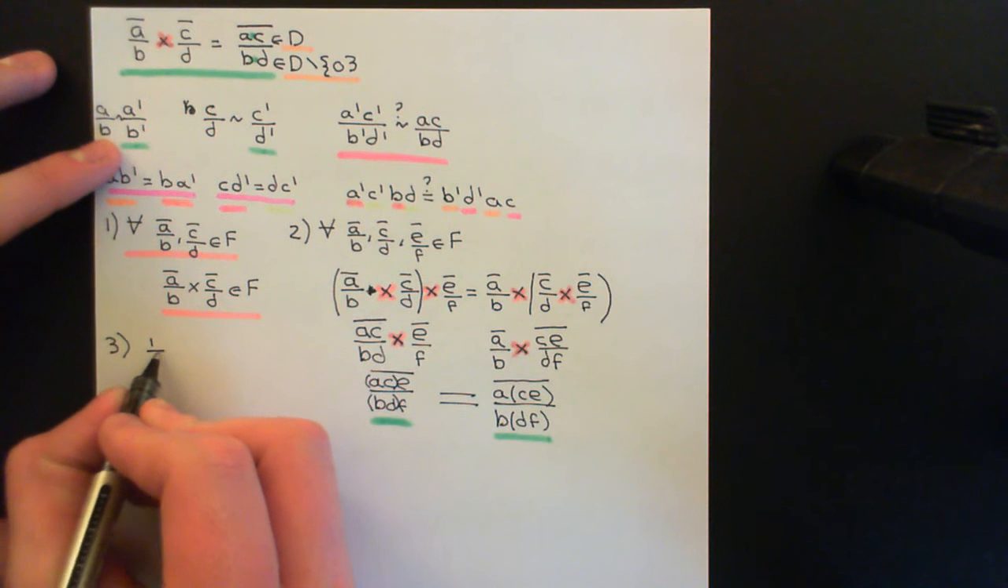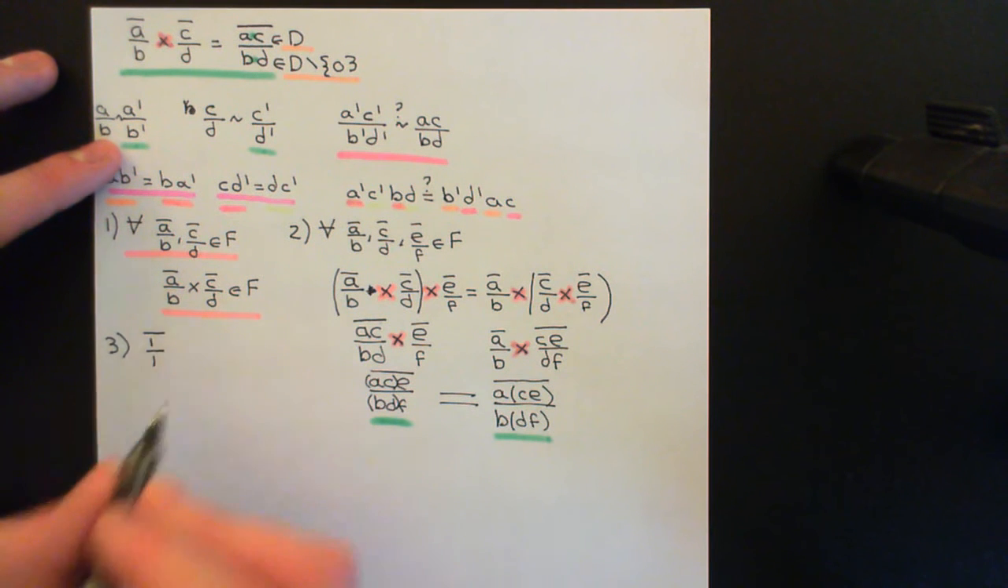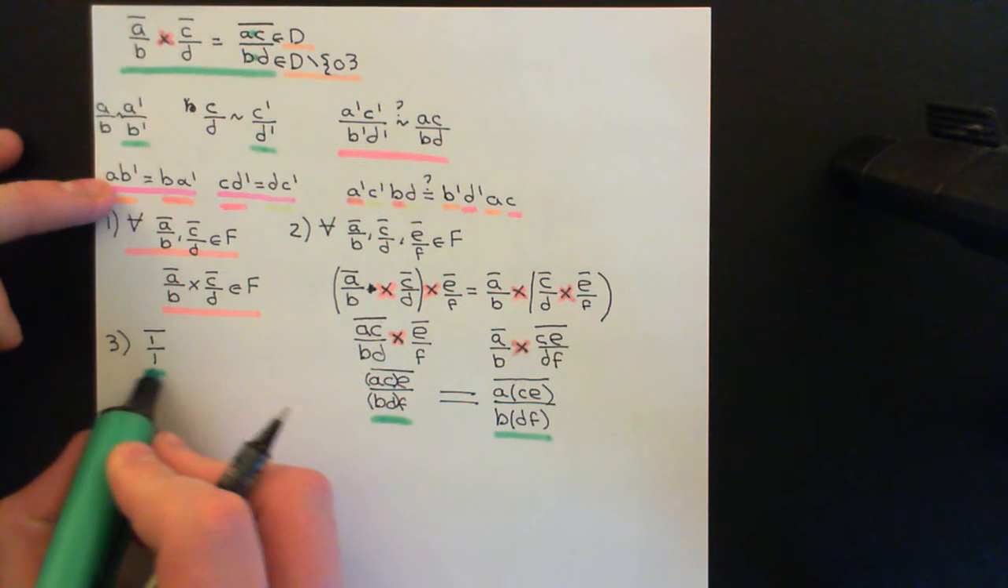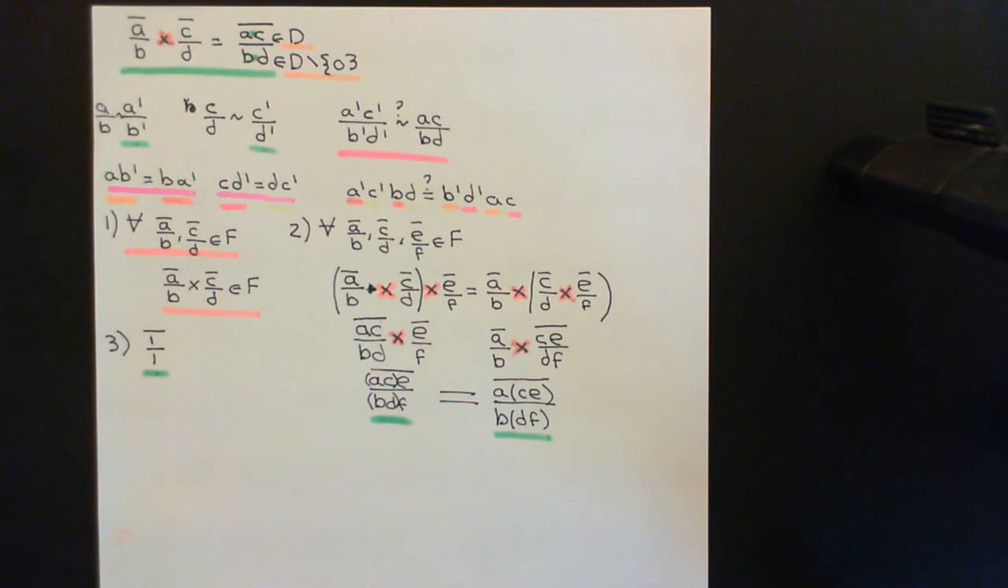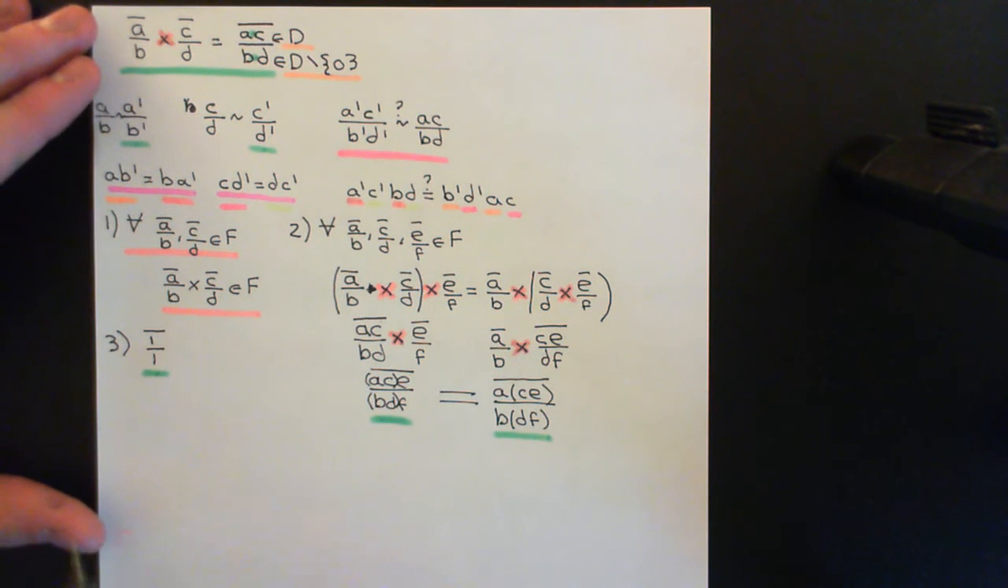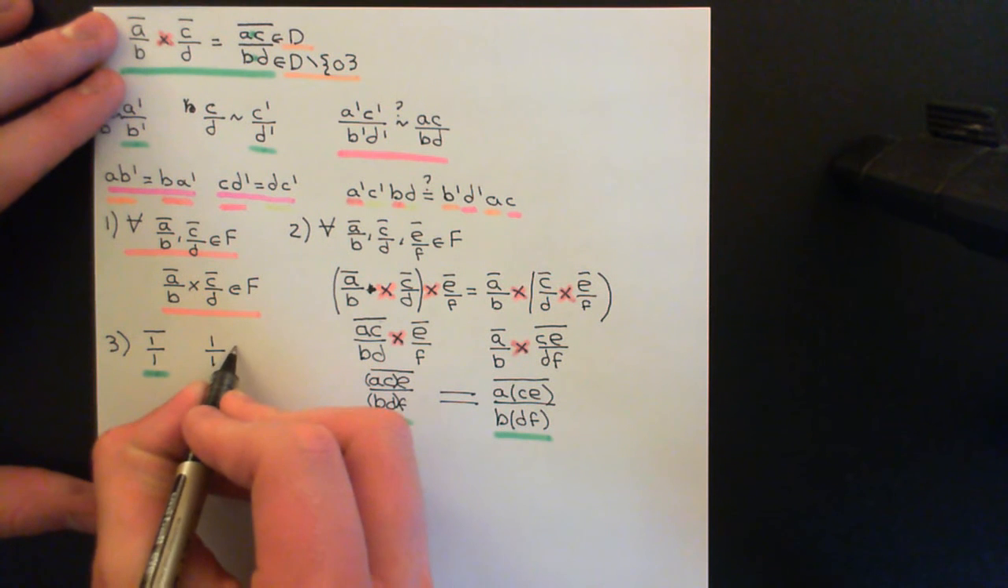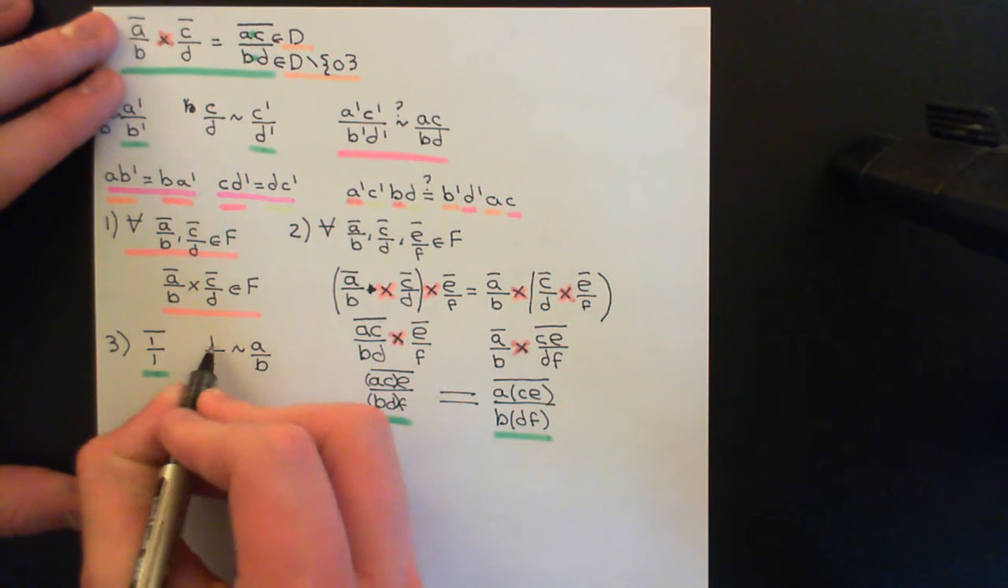Okay, so it's going to be the equivalence class that contains the fraction 1 over 1, which is a fairly intuitive thing for the multiplicative identity to be. Now, what other fractions are going to be in this equivalence class with the fraction 1 over 1? Okay, so let's ask which other fractions, a over b, will be related to 1 over 1?